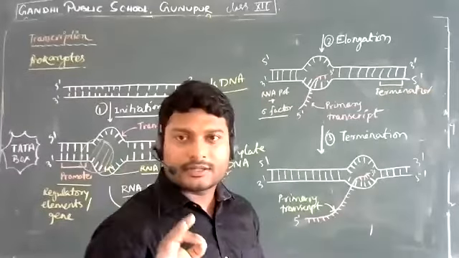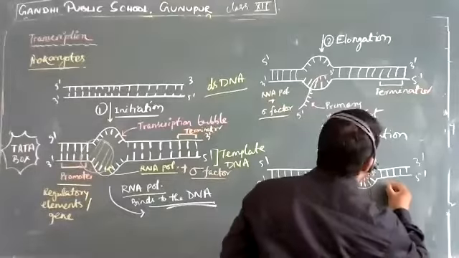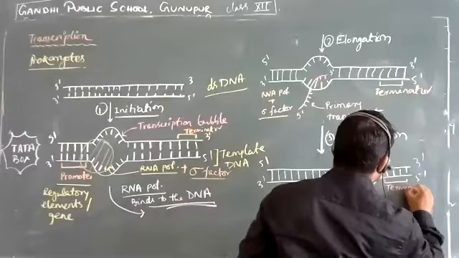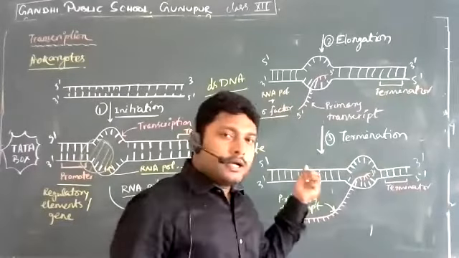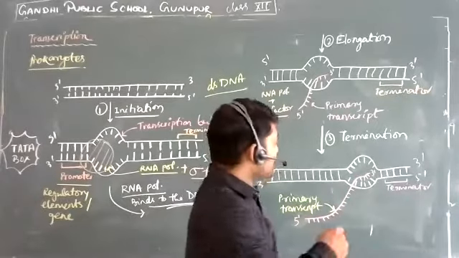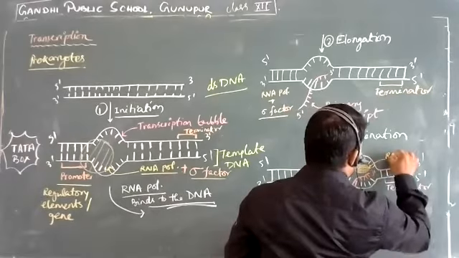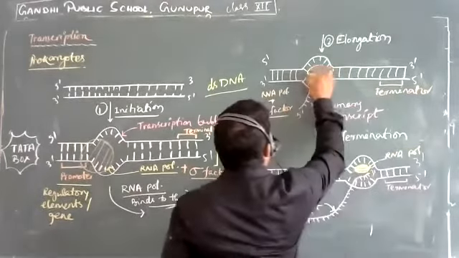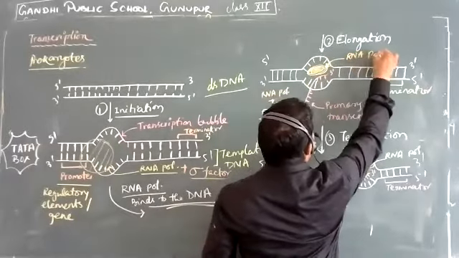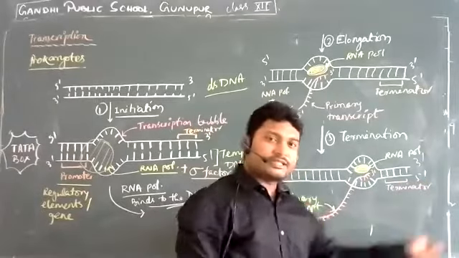Are you able to understand or not? Yes, sir. Fine. So on this area, we are going to have the terminator sequence. As long as the process continues, and as long as there is this RNA polymerase, let's say this is our RNA polymerase. Let's put it here also. So as long as it does not encounter a termination sequence, the process continues.